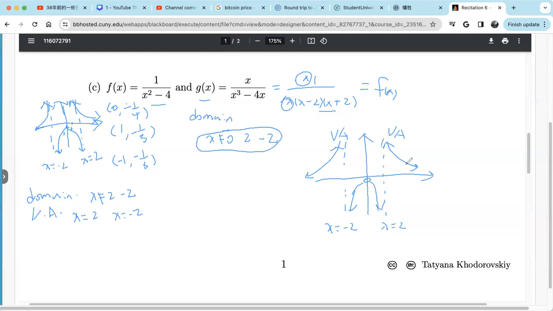So what's the difference between those two functions? They have different domains. The first one's domain is all real numbers but 2 and -2. The second one is all real numbers but 0, 2, and -2. And also the graphs are different. The first one has no holes, but the second one has a hole at x equals 0.